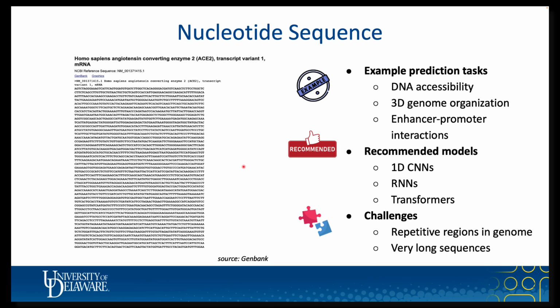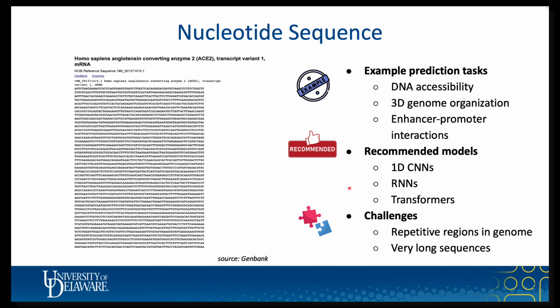Some examples of tasks that machine learning could help using nucleotide sequence as inputs are DNA accessibility, the 3D genome organization, predicting enhancer-promoter interactions. As we saw in the previous lecture, recurrent neural networks are suited to deal with sequence dependencies like DNA sequences. So this would be one of the methods that you will find here as recommended model for this, but there are others.